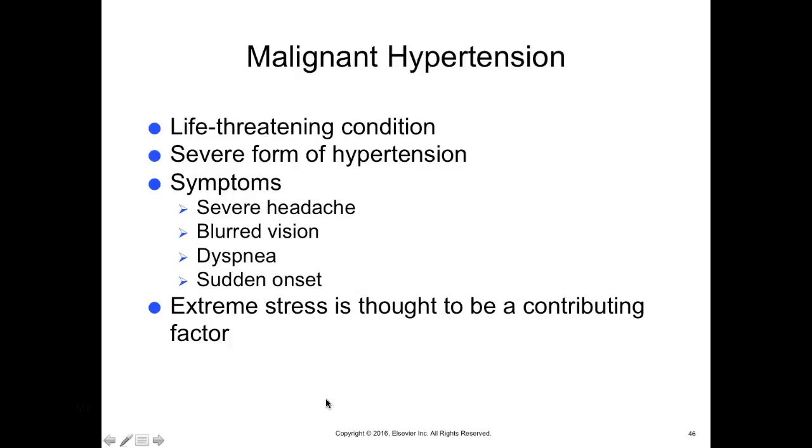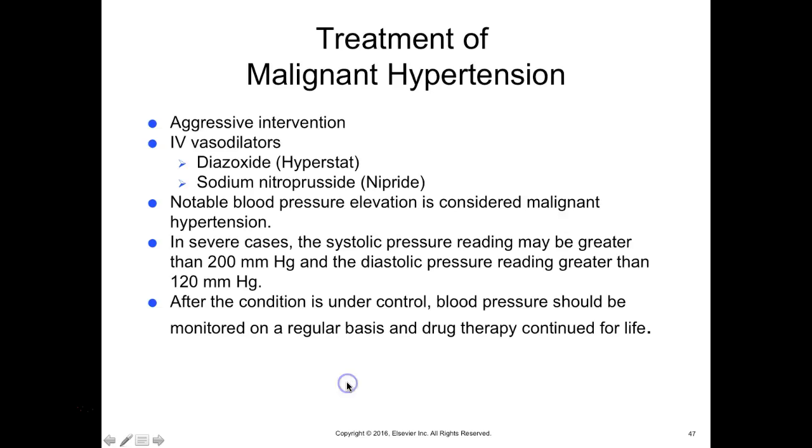All right, malignant hypertension. This is a life-threatening condition. It's a severe form of hypertension. The symptoms would be a severe headache. This would be rapid onset, blurred vision, dyspnea, and so on. Extreme stress is thought to be a contributing factor to malignant hypertension. Treatment: aggressive intervention. If the person is not treated, they will die.